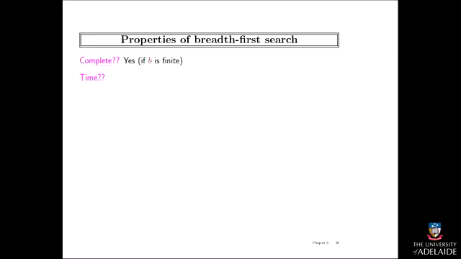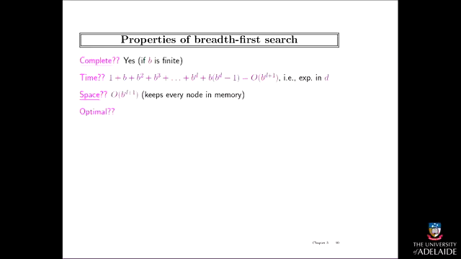Okay. Time complexity. Well, it's actually pretty nasty. Order b to the d plus 1. So it's exponential in the depth of the solution. Likewise, it's very, very heavy in terms of its memory requirement. We have to keep potentially every node in memory. So the space requirements for this algorithm are b to the d plus 1 as well. Again, exponential in d, which could be really nasty.